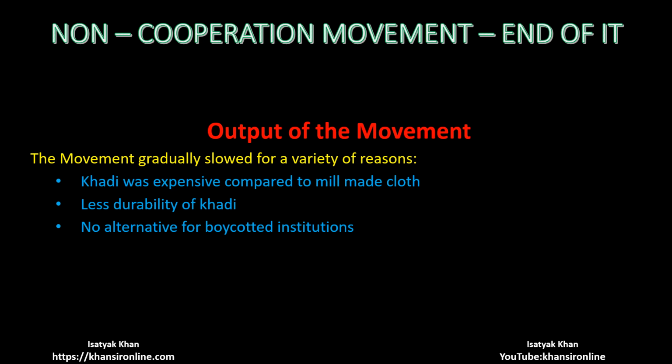Okay, so let us see what was the output of the non-cooperation movement. We saw that people boycotted, burning of the foreign cloth, all this happened. But gradually the movement died a natural death. Why did the movement die a natural death? Because this was the first national level movement by the Congress, and of course whatever is done the first time, we may commit mistakes. So there were some errors in this movement too.